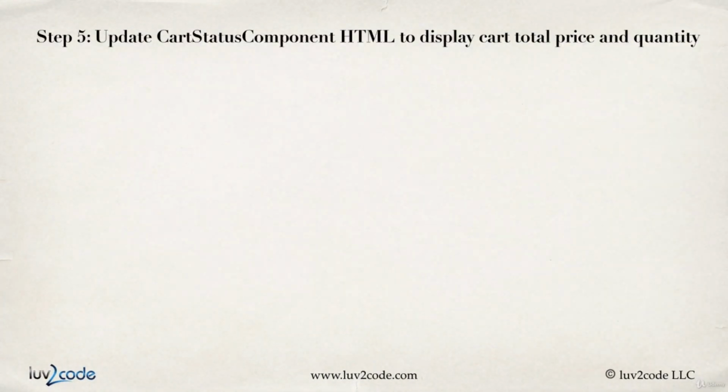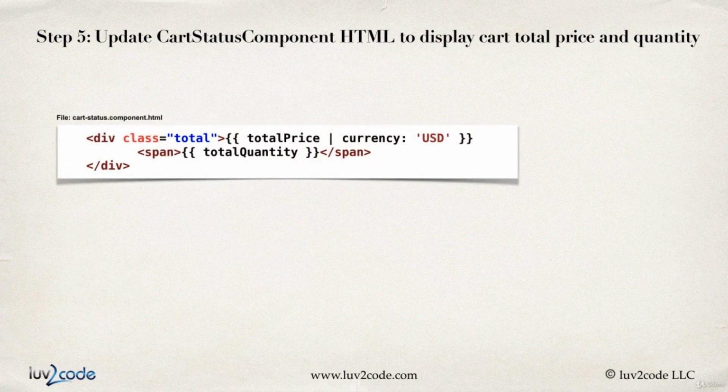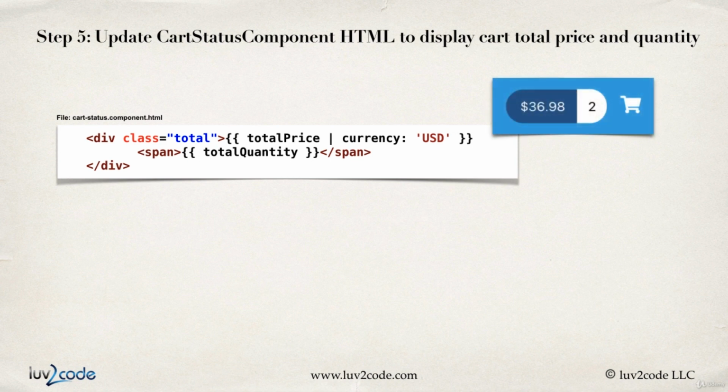All righty, we're almost done here. Step 5, updating our cart status component HTML to display the cart total price and quantity. On our HTML page for the cart status, we simply make reference to total price, pipe it through currency, and then for total quantity, we add it here. This will show up in our cart status component dynamically. So no more hard-coded data. We're actually making use of data from the component.